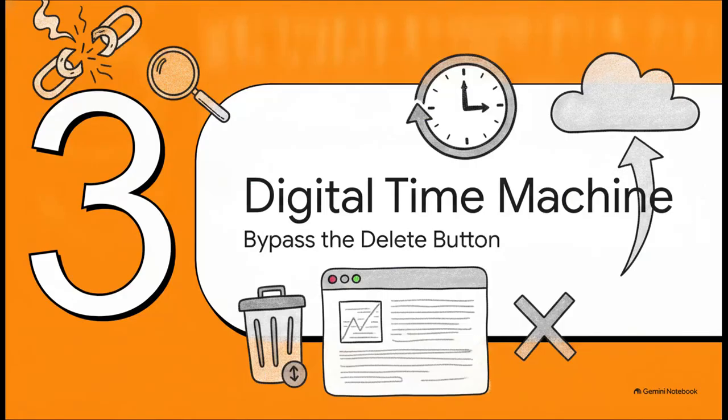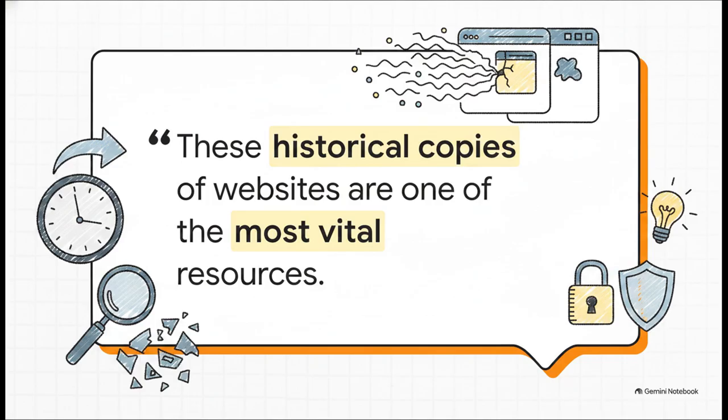Which brings us to Section 3, the digital time machine, bypassing the delete button. So what happens if an organization or just an individual realizes they've exposed something sensitive and they try to hide their tracks by removing the data? Well, this quote really hits the nail on the head regarding why web archiving is so critical.